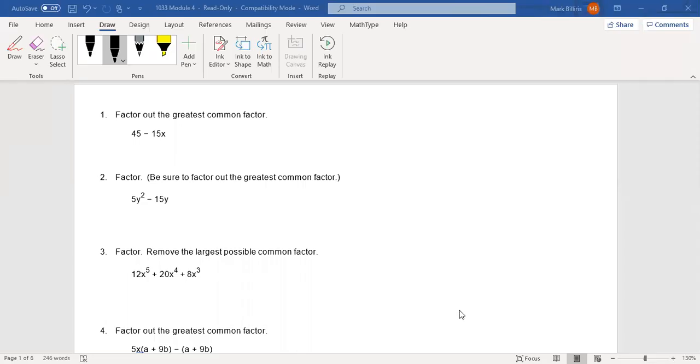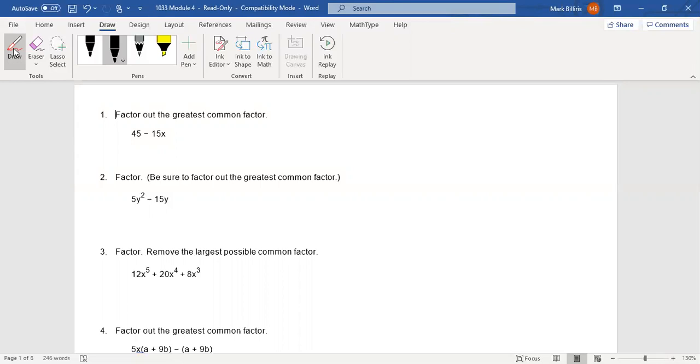Module 4, we'll talk about factoring polynomials. So when we're factoring polynomials, what we're doing is we're breaking down a polynomial into what values were multiplied times one another to get the result. So the first concept we're going to deal with is factoring out the greatest common factor. So the greatest common factor is the largest number or value that divides evenly into all the terms in discussion.